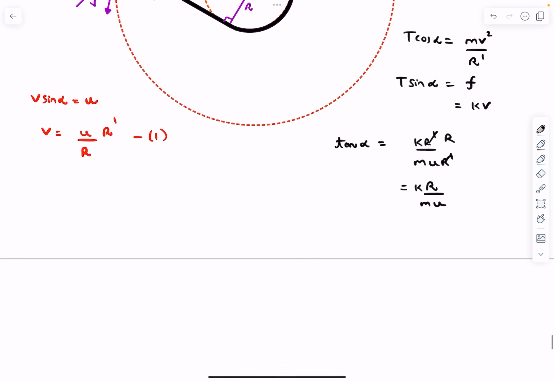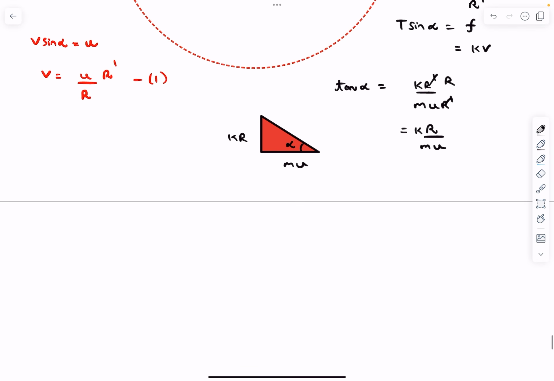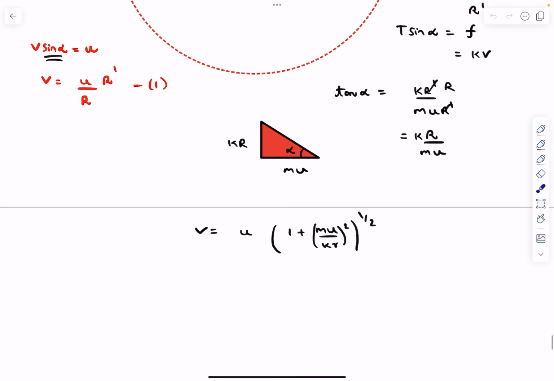Okay, so if I try to complete a triangle with this angle as alpha, so tan alpha is kr divided by mu, right? So we need sine alpha. So v comes out to be u divided by sine alpha, which is going to be the square root of 1 plus mu divided by kr whole squared. Okay, so this is what we'll get for the value of v.